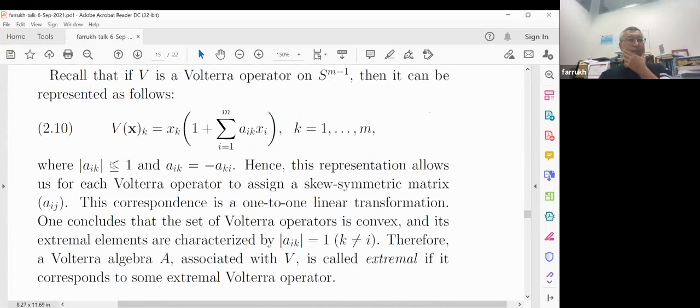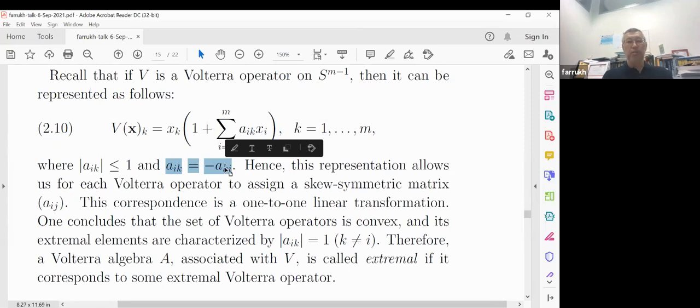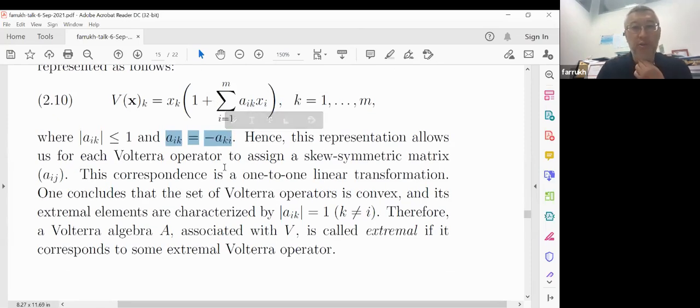And another one: now let us look at how to connect this algebra, Volterra operators, with graphs. This is one of the important notions in dynamical systems. Every Volterra operator can be represented in this form. This means that to any Volterra operator, we can associate some kind of skew symmetric matrix Aij. Now we suppose this skew symmetric matrix is not zero.